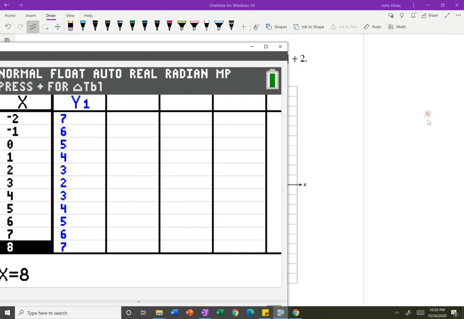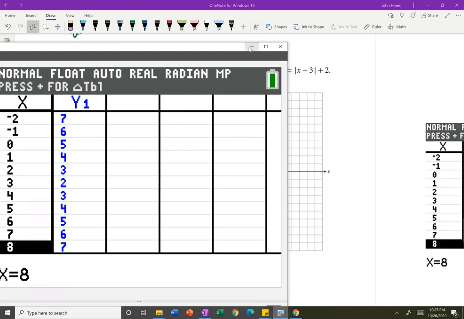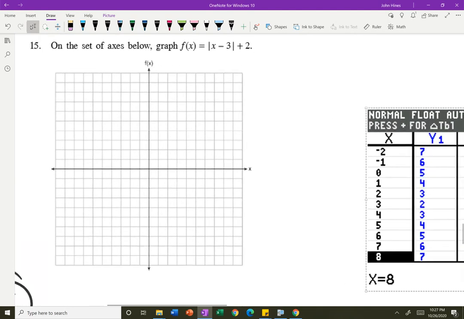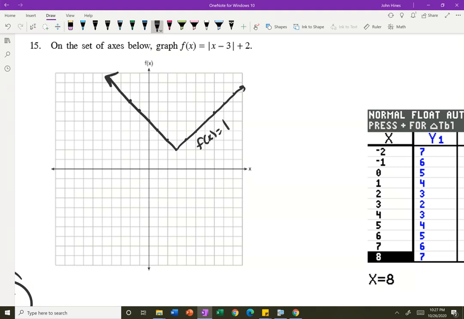I think that's perfect for me. There we go. So let's plot these points now. Negative 2, 7. And from there, I plot these points. I know I'm doing it fast. That's because I've done this before. And since it's an absolute value graph, it should have that V shape that I have here. So it should be that V-shaped absolute value graph. It's 2 different lines coming together at that one point.